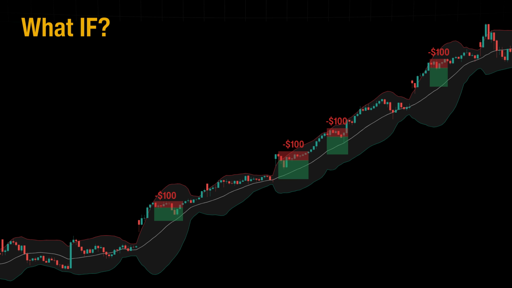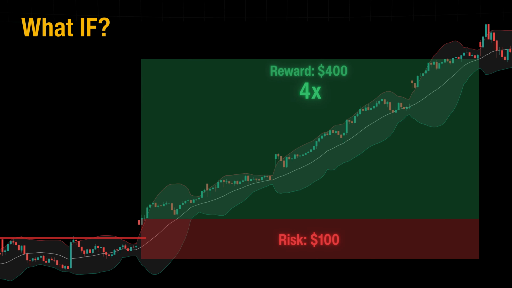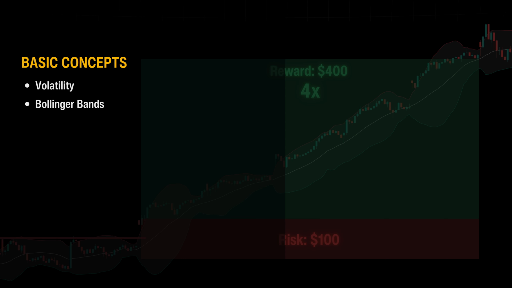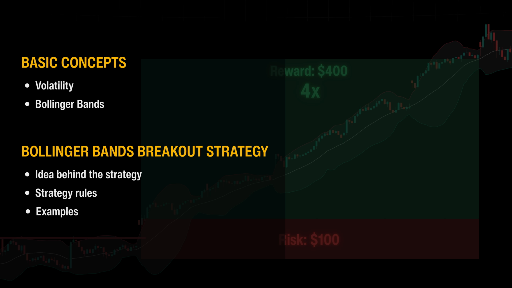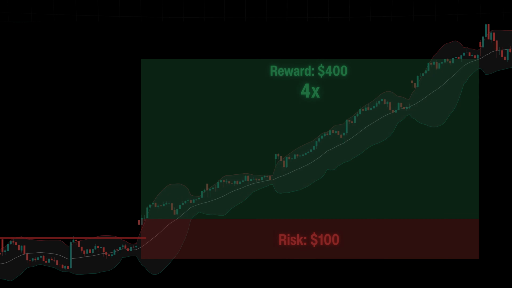But what if, instead of taking these reversal trades, we start taking few high-quality breakout trades, using Bollinger Bands? These large drawdowns will turn into net profits. In this video, we will quickly discuss the concepts of volatility, Bollinger Bands, and then explore a simple yet powerful Bollinger Bands breakout strategy that has been quite profitable in recent times. By the end of this video, you will be able to take high-quality trades like this. So, make sure to watch the entire video without skipping anything.